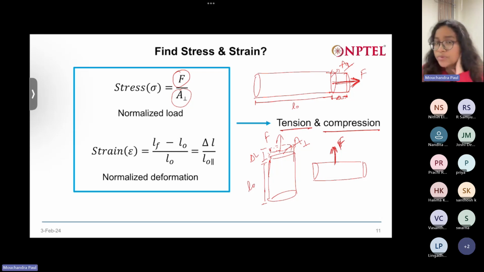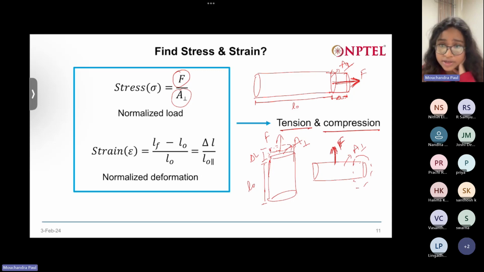So it's very simple, no? Total surface area we won't take. We will take the circular surface area as the area perpendicular to the force, this particular area. You know from geometry how to get the value of that area. So that area will become your perpendicular area. Okay. And then in this case, how will you calculate strain?